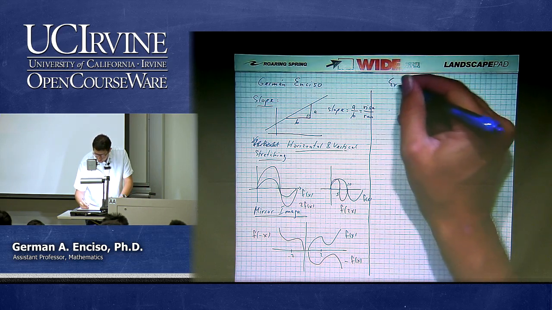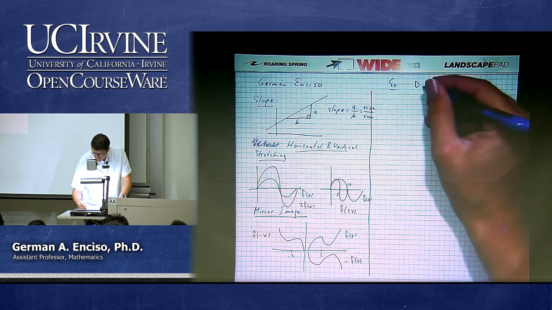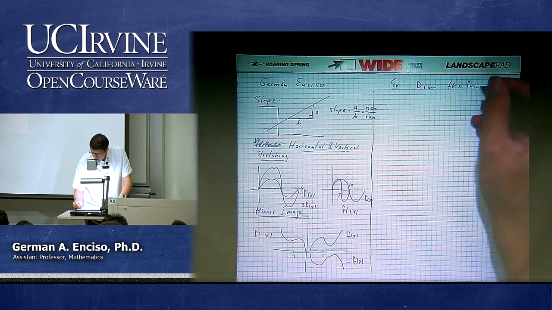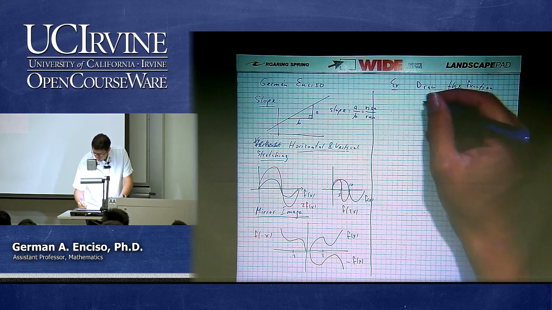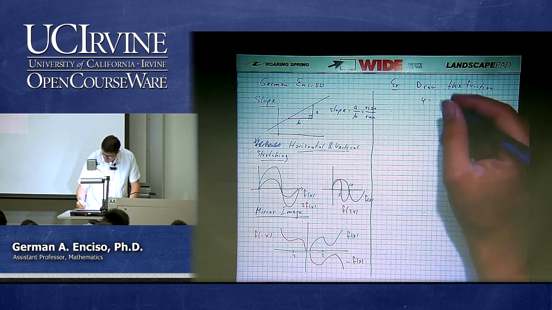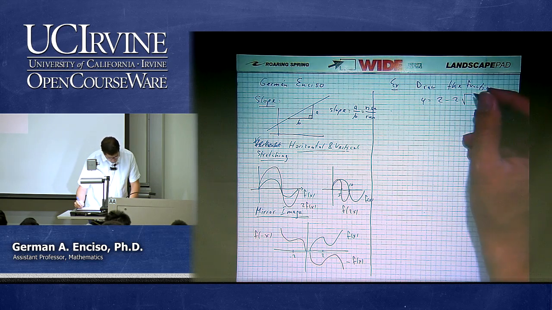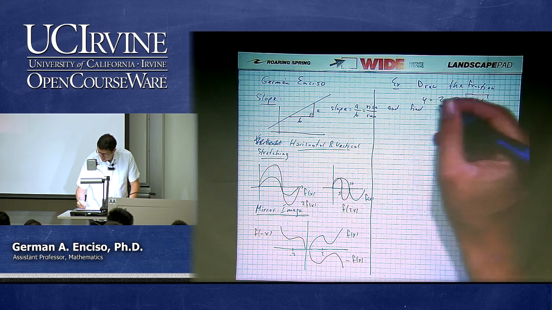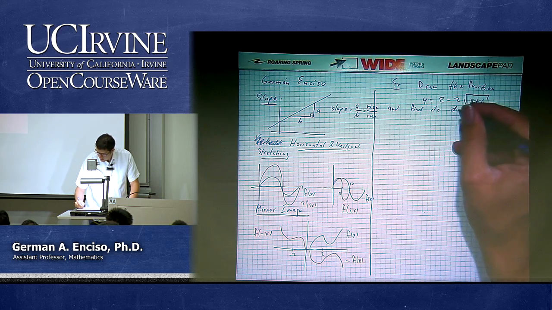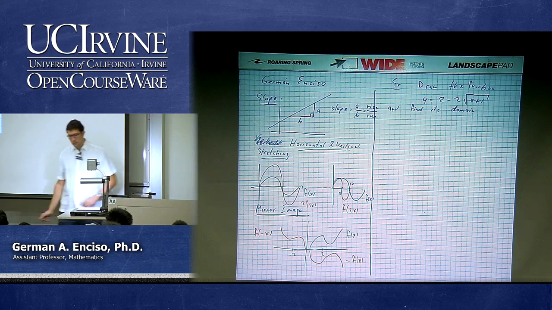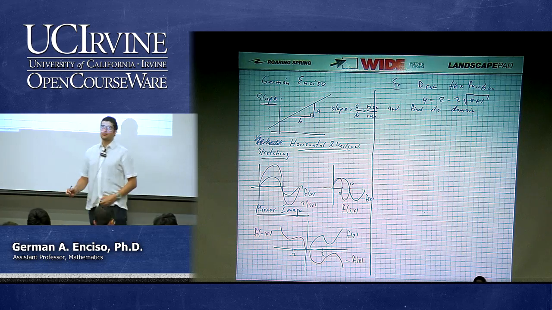So, example, draw the function y equals, let's see, 2 minus 2 square root of x plus 1, and find its domain. Okay, so we're going to do this by using what we learned about translations and stretching.